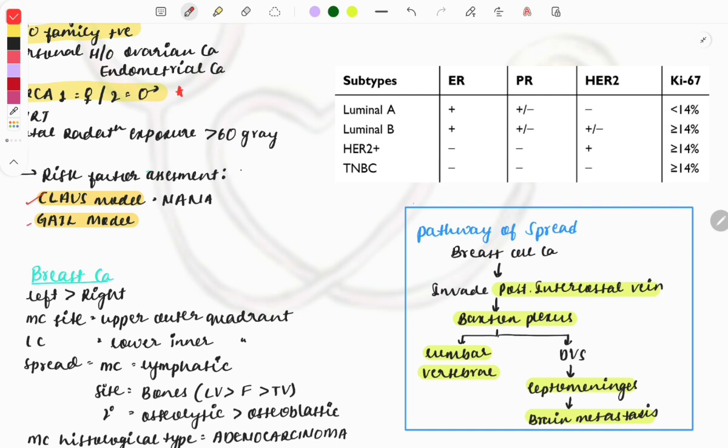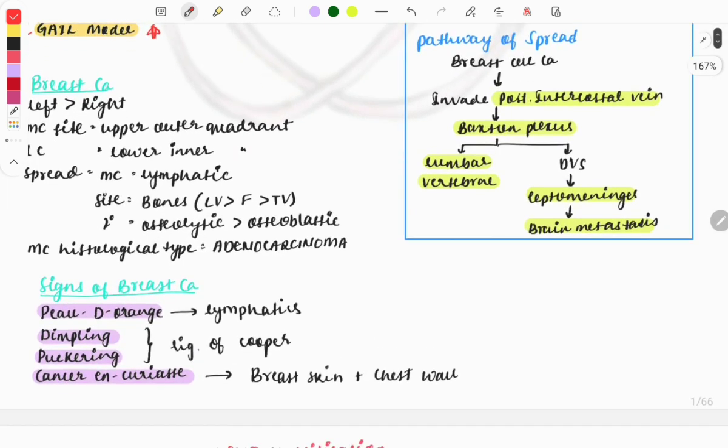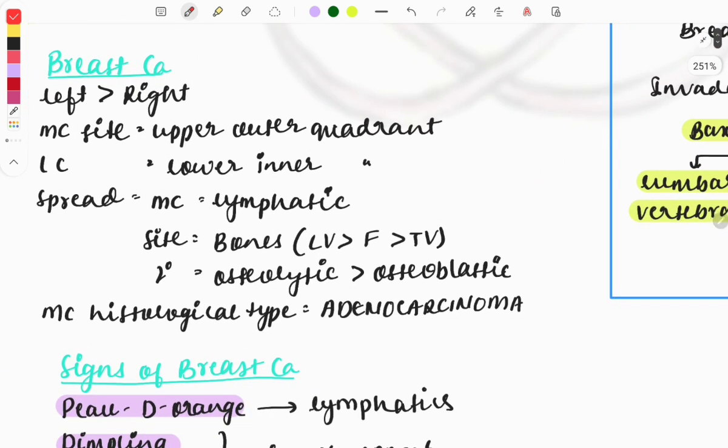One is the Claus and second is the Gail, and you need to know the names only. Okay, so names are more than enough which you must know. Then some important one liners asked from breast cancer. The most common is the left breast, where the cancer will be occurring, and the most common site is the upper outer quadrant. Okay, so this one is important which you must remember.